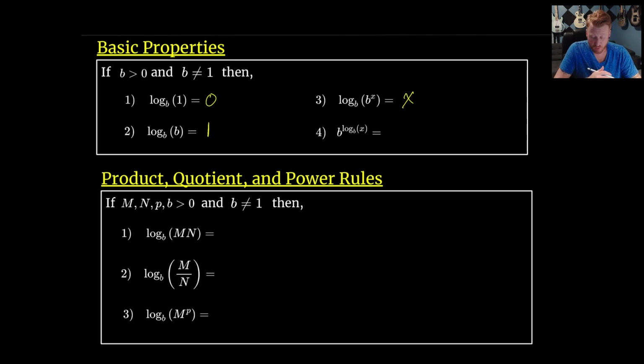The fourth might take a little bit more convincing. It's not as intuitive straight away here, but what we have here is an exponential function being raised to a log function of the same base. So these are inverses, they are undoing each other, and we also get x here.